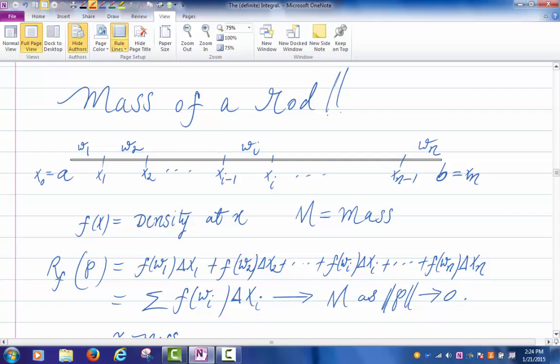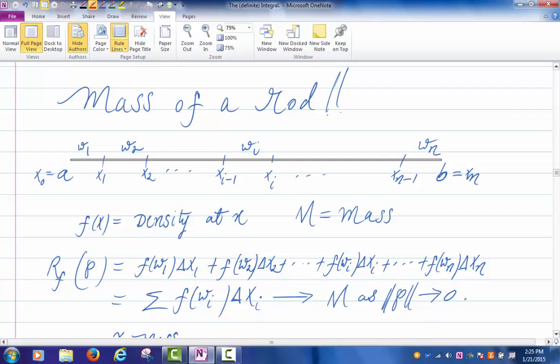What's the meaning of density? Density in this case means mass per length. If you have a two-dimensional object, density would mean mass per area. If you have a three-dimensional object, density would mean mass per volume. So in this case, density means mass per length. So f of x is the density function, okay? And given the density function, I want to find what's the total mass of the rod.